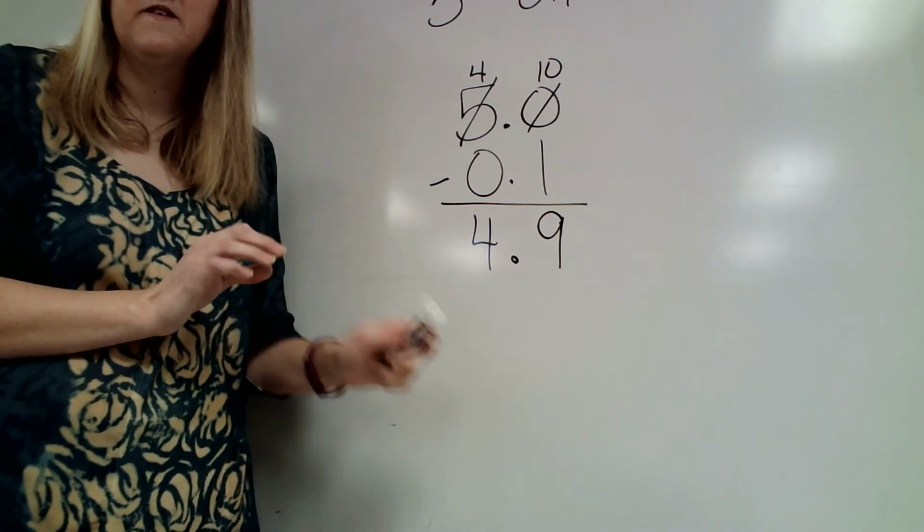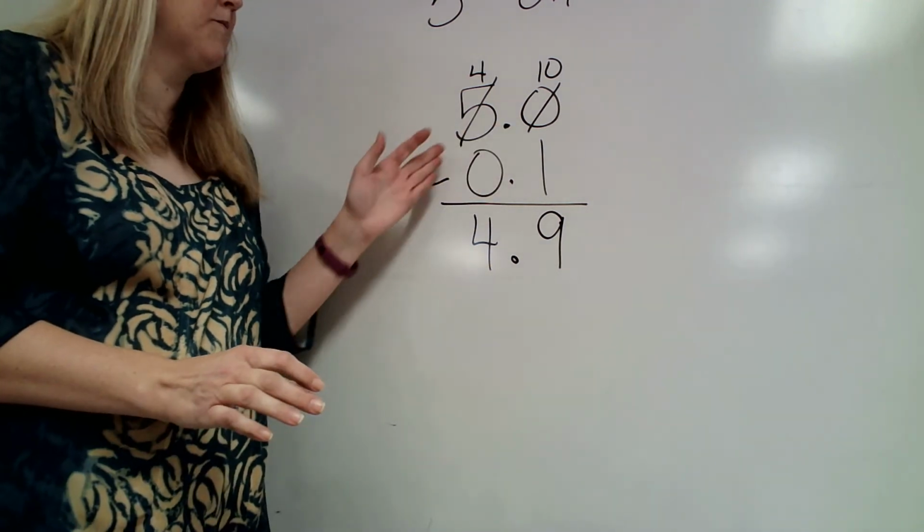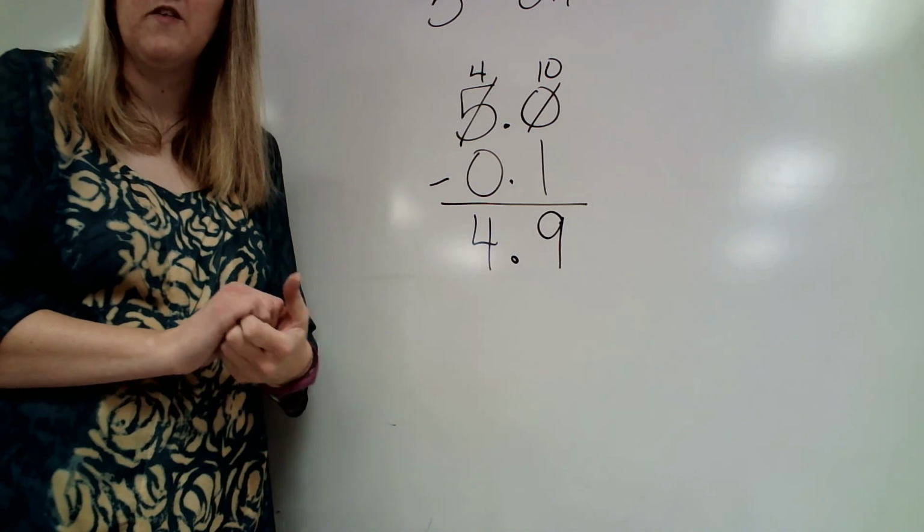All right, so I hope this helps with problems like this. And just make sure that we are adding and subtracting the like place values.